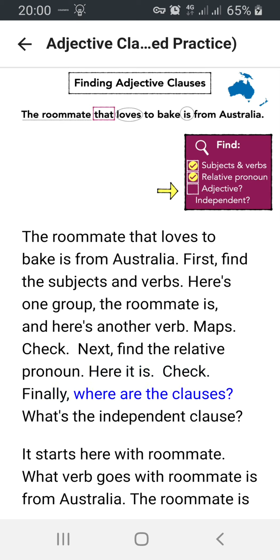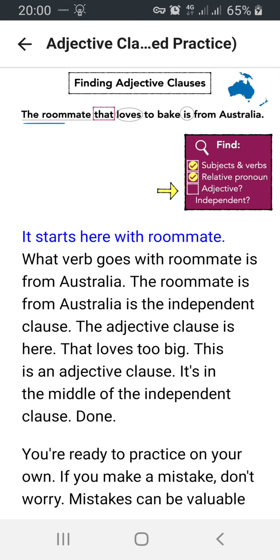Finally, where are the clauses? What's the independent clause? It starts here with roommate. And what verb goes with roommate? Is from Australia. The roommate is from Australia is the independent clause. The adjective clause is here. That loves to bake. This is an adjective clause that's in the middle of the independent clause. Done.